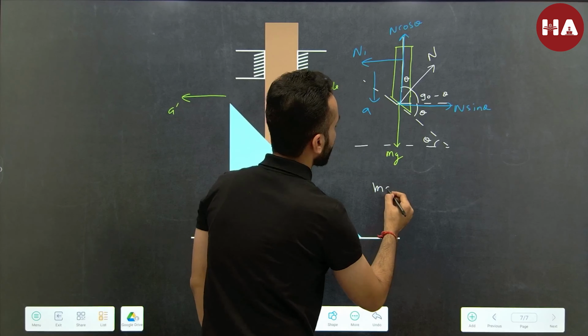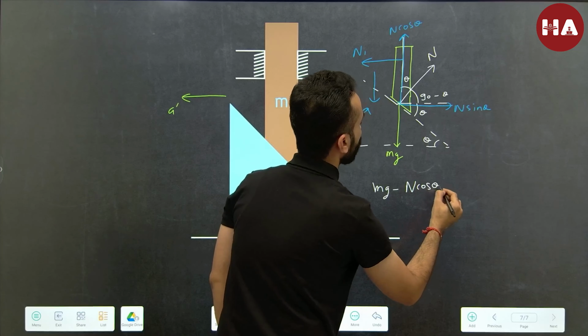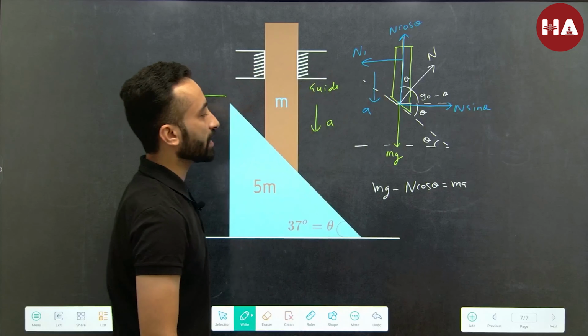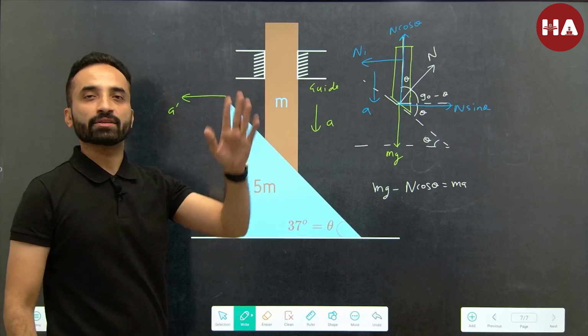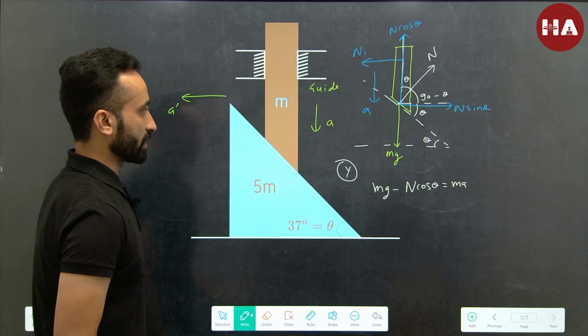So we are just writing the equation in the y direction. What do we write? mg minus N cos theta equals ma. mg minus N cos theta equals ma. That's only the equation in the y direction.